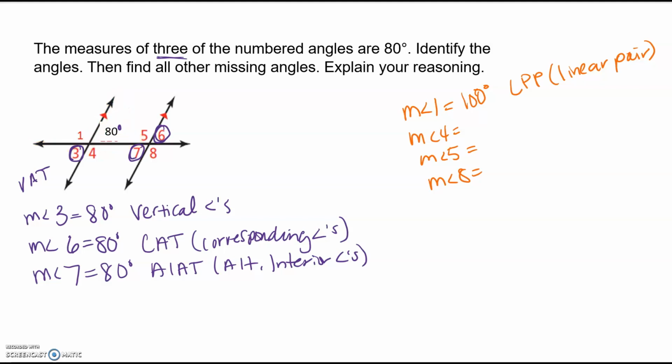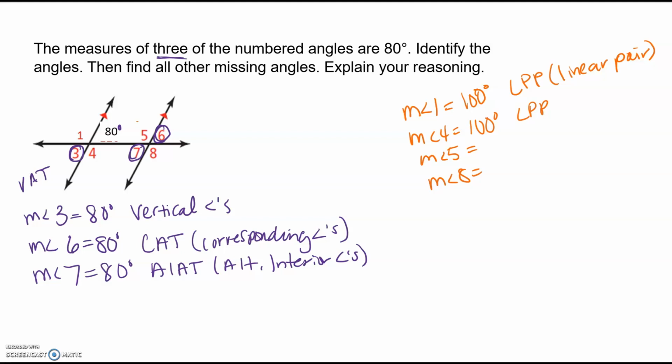The next one that I'm going to look at is angle 4. Even though it's facing a different way, it is still a linear pair. When you look at it this way, that should make a straight line. So this one is also 100 degrees. That's linear pair postulate.